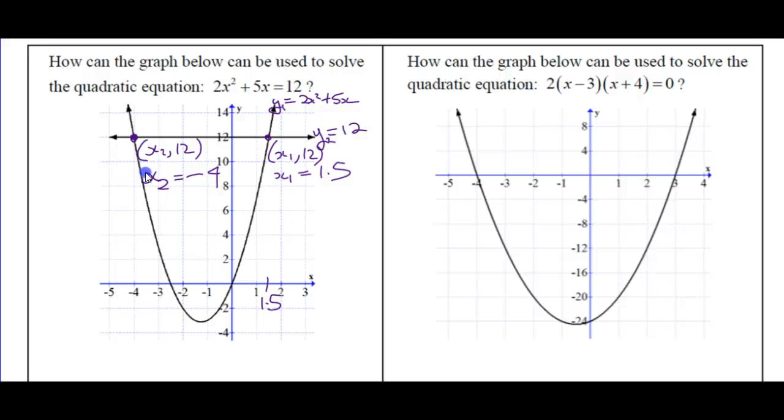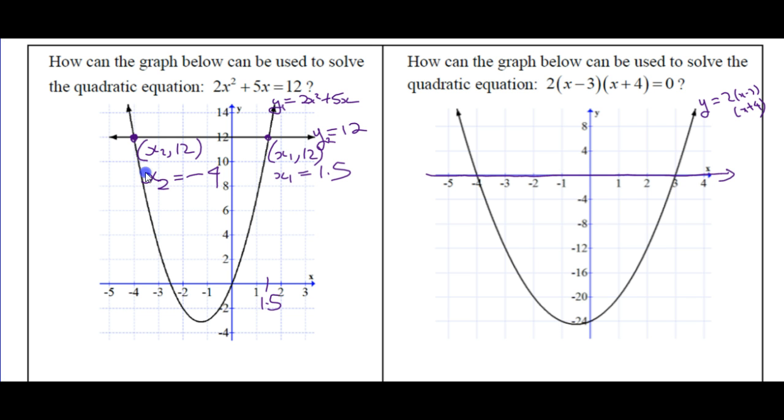How can the graph below be used to solve the quadratic equation 2 times (x minus 3) times (x plus 4) equals 0? So just assume this is y equals 2(x minus 3)(x plus 4). How do we find where it's equal to 0? So what value do we want to be 0, x or y? We want the y value to be 0. Where is the y value 0? Right here, right, along the x-axis.